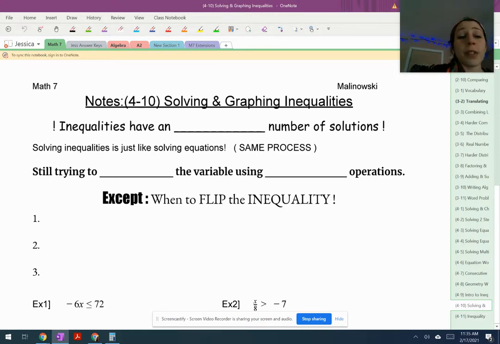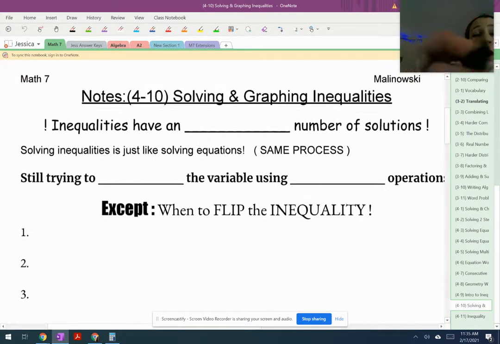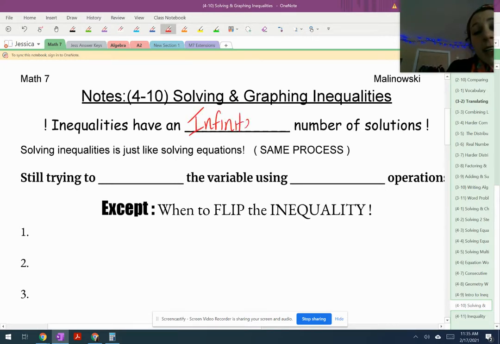So first piece here is a reminder that inequalities have an infinite number of solutions, meaning we cannot list them all, and that's why we do the shading on the graph with the arrow to show that they go on forever.